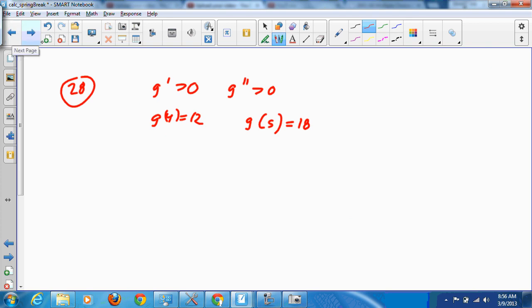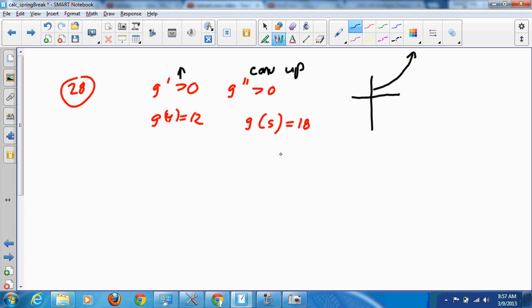Okay? Alright, on number 28, they gave us statements, no functions, but they told us that the derivative is greater than 0, and the second derivative is always greater than 0. So, of course, this tells us that it's always concave up, and it's always increasing, right? It's not necessary to draw a sketch, but I thought it might be worth our while. It looks something like this, perhaps. Always concave up, and always increasing.